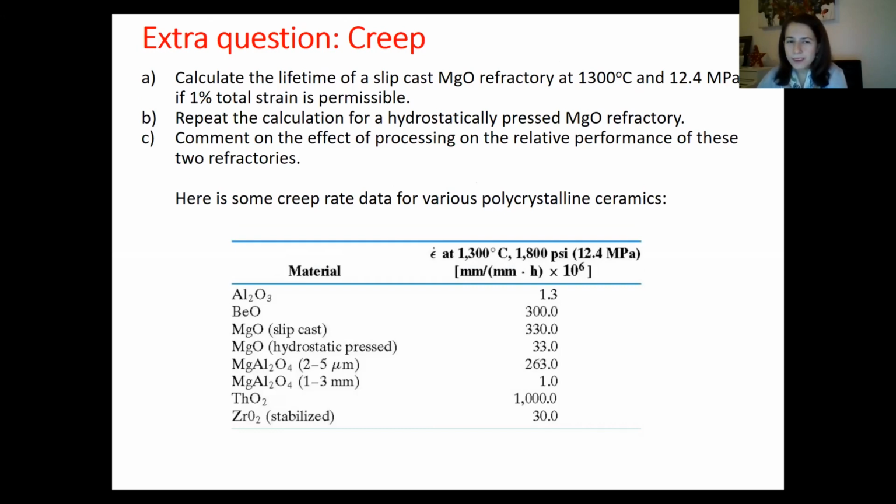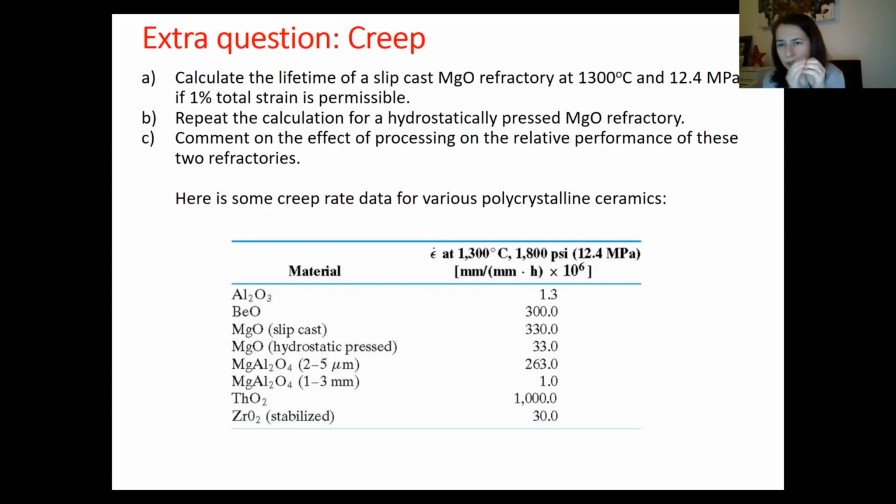Okay, let's solve one final question. Can you calculate the lifetime of a slip cast MgO refractory at 1300 Celsius and 12.5 megapascal if 1% total strain is permissible? Slip cast is a ceramic forming technique for pottery and other ceramics. It's especially useful if the shape is not an easy one to make on a pottery wheel. In slip casting, a liquid clay body slip, usually mixed in a blender, is poured into plaster molds and allowed to form a layer that casts on the inside walls of the mold.